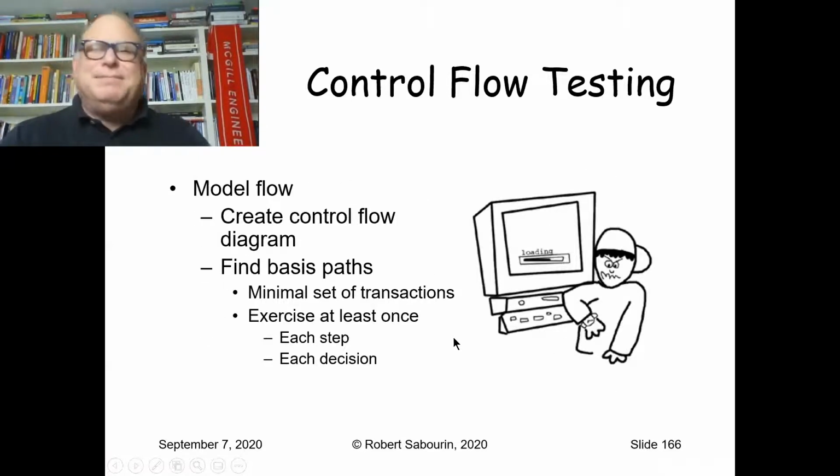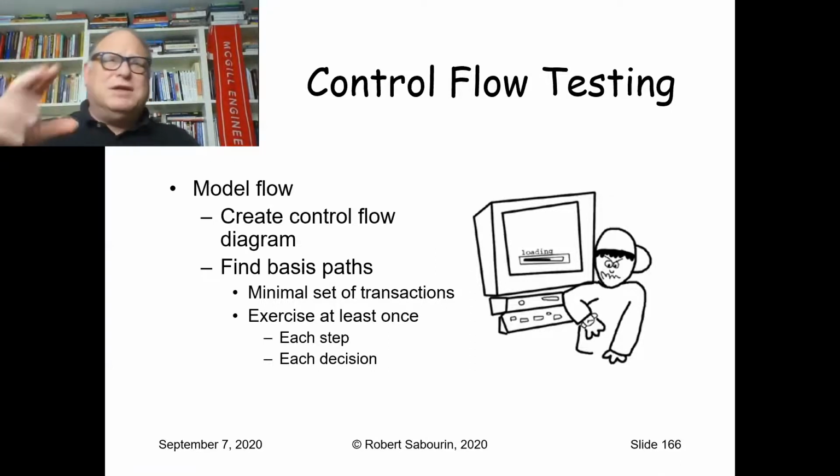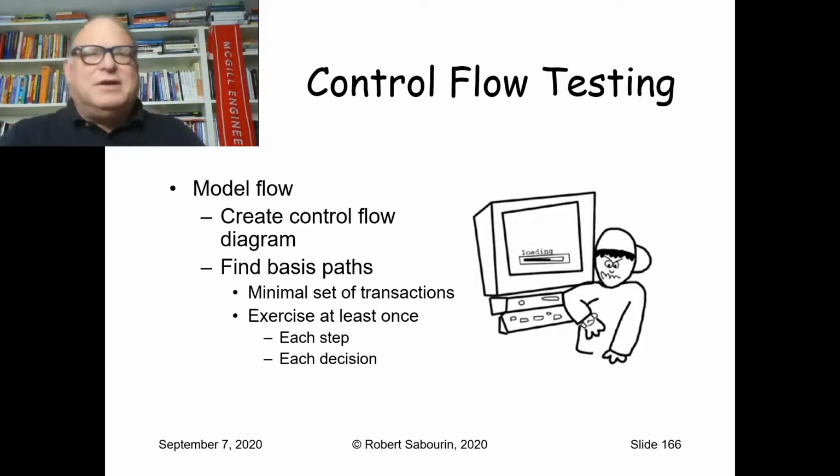So the first step is to model the system with a control flow diagram. The control flow diagrams are circles and arrows and not too tricky to draw. They're very similar to flow charts. They look a little bit like state models, except they're sequential, not stateful. So here we have to create a control flow diagram. And once we've got the diagram, then we find pathways through the diagram.